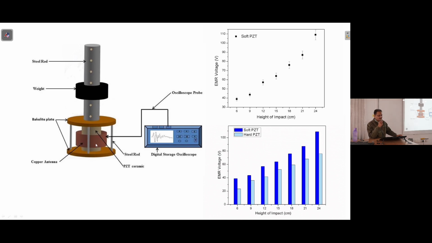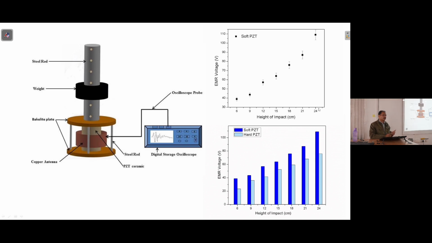And then again, this thing remains the same, that the copper sheet is wound around it, not touching it. With this, as the weight is dropped onto this from different heights, we get different signals. Here this is showing the variation of the voltage obtained as the height of impact is changed from 6 centimeters up to 24 centimeters. Again, more or less a linear variation.